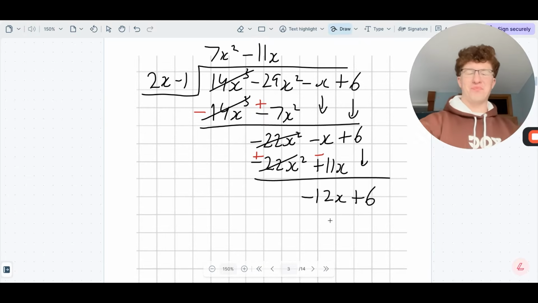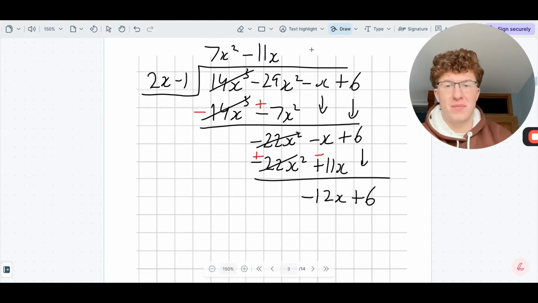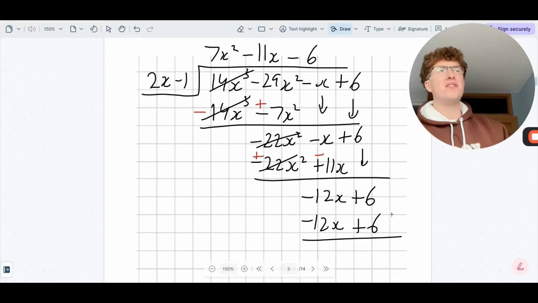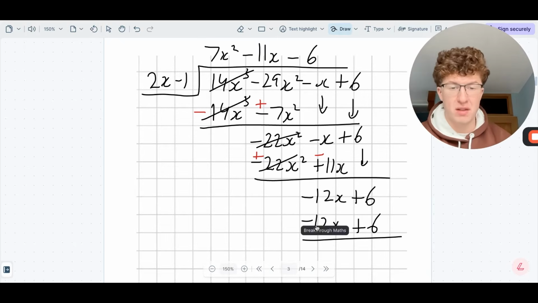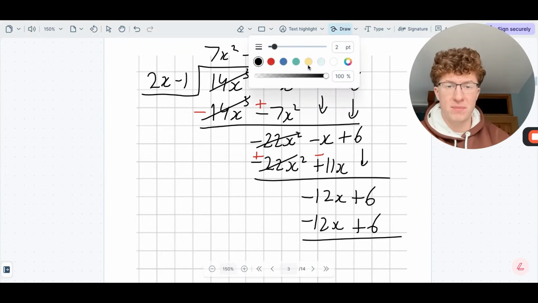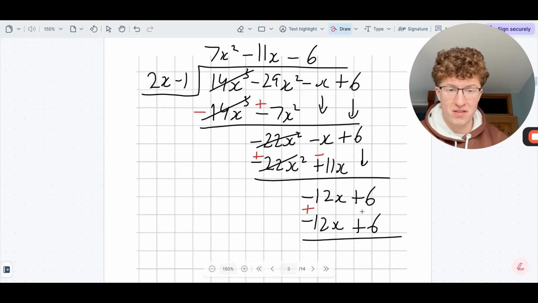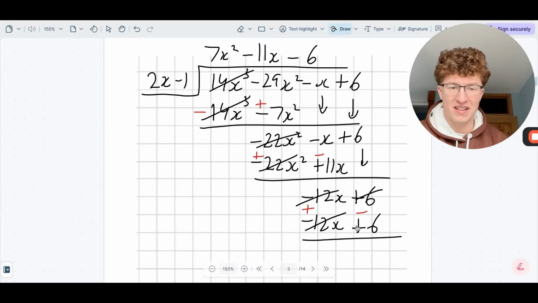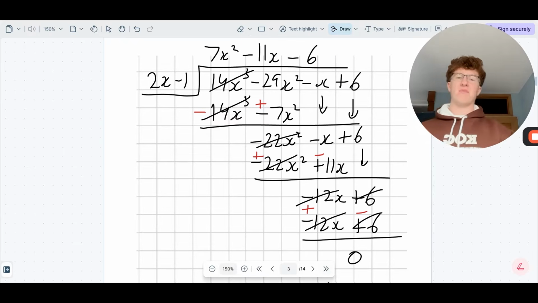One more time. Minus 12x divided by 2x is going to be minus 6. Multiply across. We're going to get minus 12x. And then minus 6 times minus 1 is going to be plus 6. This is generally how you know you're right. When we flip the sign here, this is going to become positive. That will become negative. These are going to cancel. The 12s will cancel and the 6s will cancel, and we'll have a 0 here.